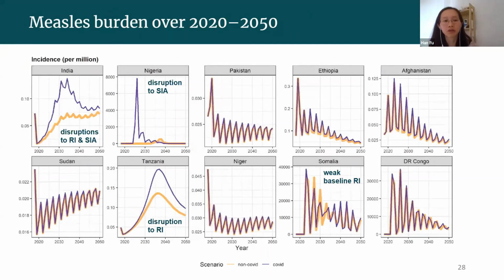Using the coverage data we showed, we estimate the measles incidence over 2020 to 2050. Basically, the results follow the disruption level of routine coverage and SIA coverage. For example, in India, the disruption to both routine immunization and SIA will lead to an increase of cases over time. For Nigeria, the disruption to routine immunization is not large, but the cancellation of the SIA, which was supposed to be a very high coverage SIA, will lead to a surge of outbreak.